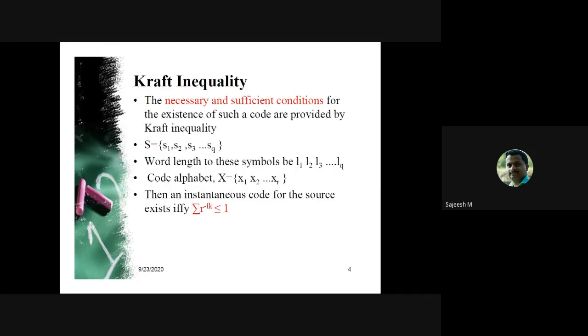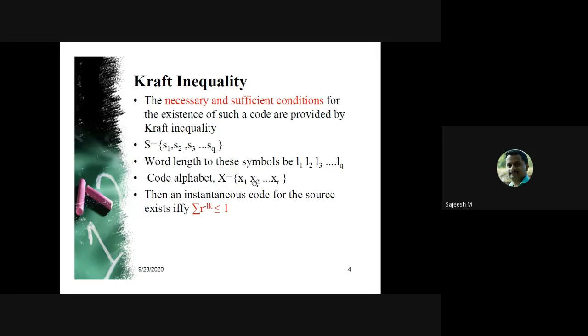Okay, here comes the Kraft inequality. That is, one may wish to construct an instantaneous code by pre-specifying the word lengths. The necessary and sufficient condition for the existence of such a code is provided by the Kraft inequality.